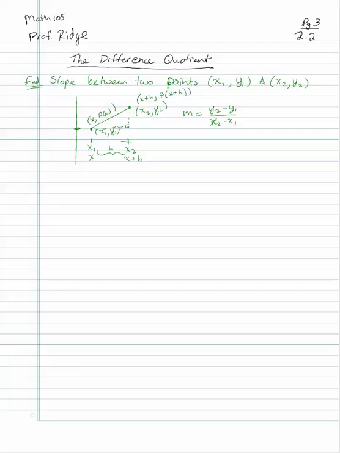So if I take the slope between these two new points, y2 is f of x plus h, minus y1 is f of x, over x2 is now just x plus h, minus x1 is just x. And then if you simplify that, we get f of x plus h minus f of x, and then the x's cancel on the bottom, you just get h. Now this is called the difference quotient, and it's nothing more than the slope formula, just disguised a little bit. So the difference quotient is the slope between those 2 points.